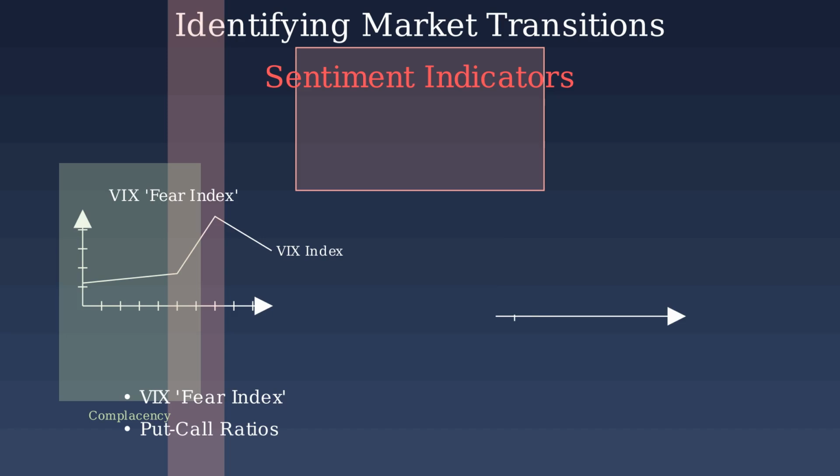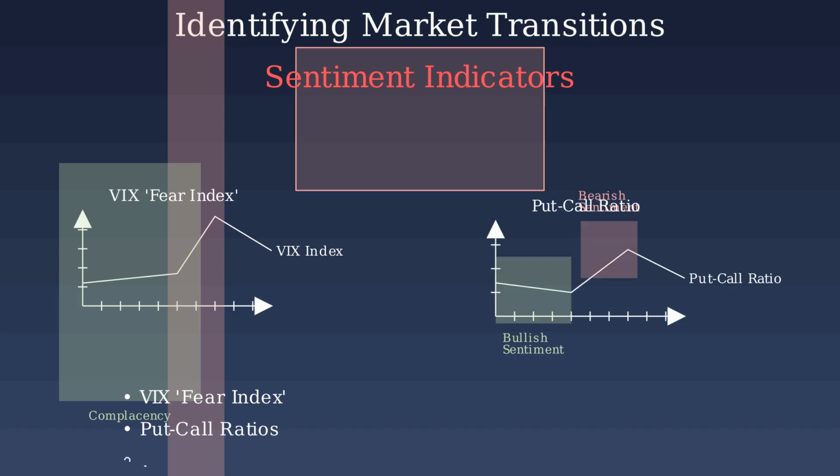Put-call ratios measure whether investors are buying more put options, bearish bets, or call options, bullish bets. High put-call ratios often indicate excessive pessimism that may signal market bottoms, while very low ratios suggest excessive optimism that often precedes corrections.